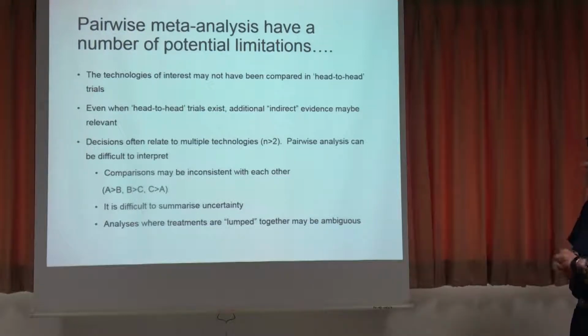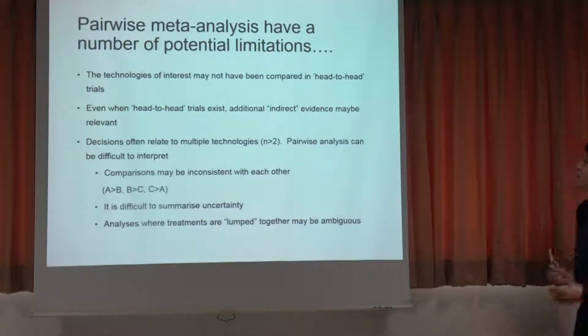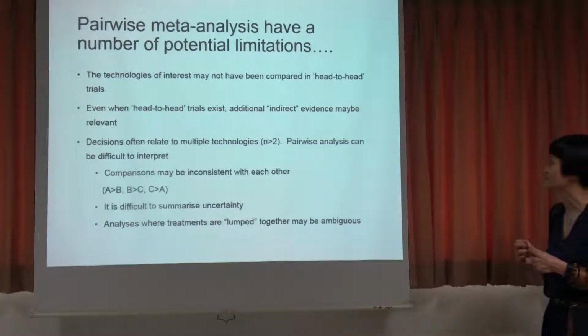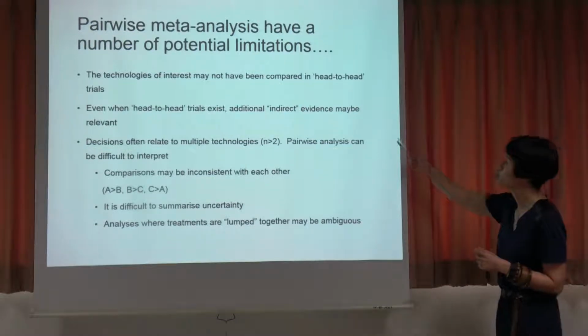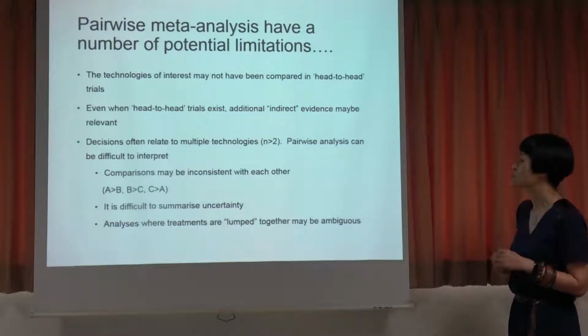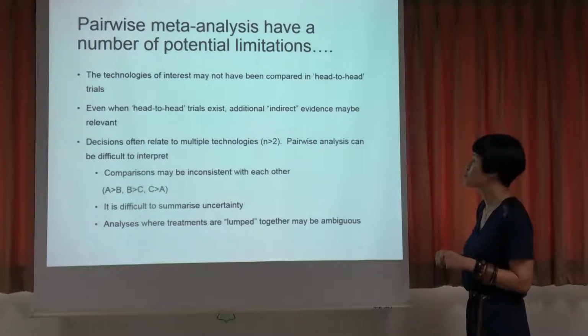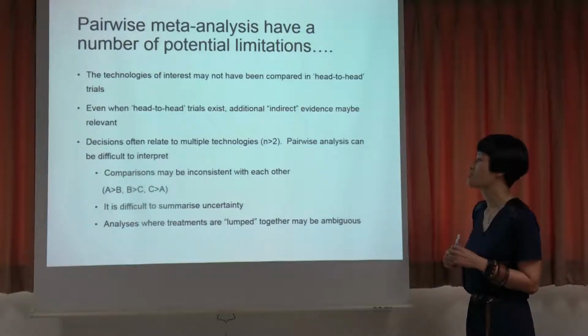So pairwise meta-analyses have a number of limitations. As I've shown you, technologies that we're interested in may not always be compared in head-to-head studies. Even when head-to-head studies exist, additional indirect evidence may be relevant. So it's about looking at the totality of the evidence, and decisions on technologies are often based on more than two comparisons.